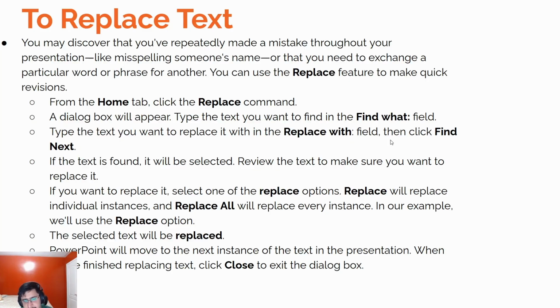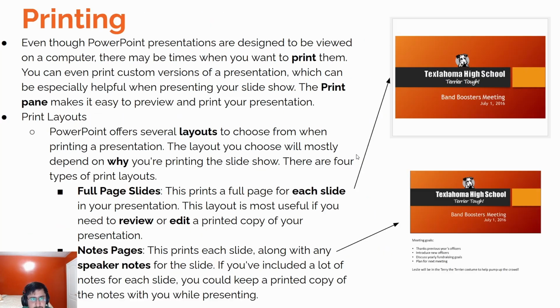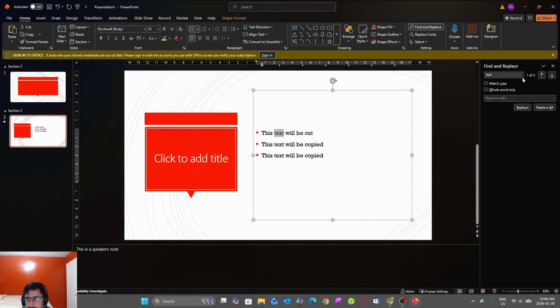If we want to replace it, select one of the replace options. Replace will replace individual instances, and Replace All will replace every instance, right? And the text will be replaced, right? So let's just look at what this looks like. So again, let's replace text with book, right? So let's look at replace.